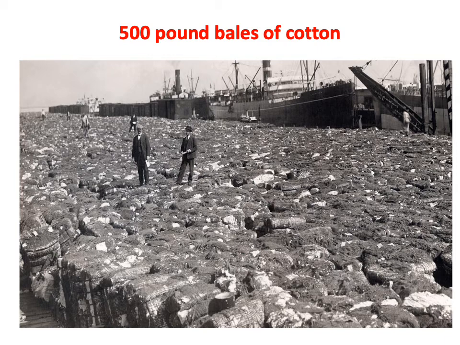And if you look at it in the foreground, you can see the pieces of wire that hold the cotton together. Each one of these bales of cotton is 500 pounds. This photo is taken a little after the Civil War because we have steamships in the background, but it gives you an idea of the amount of cotton production.